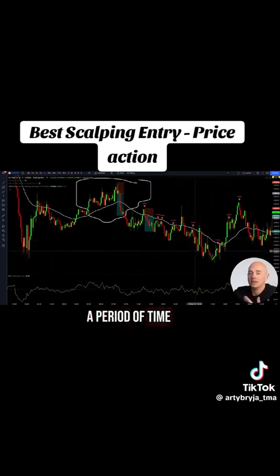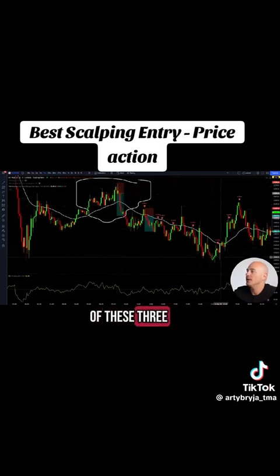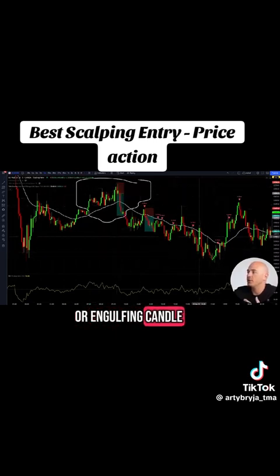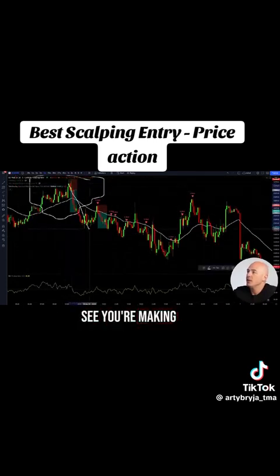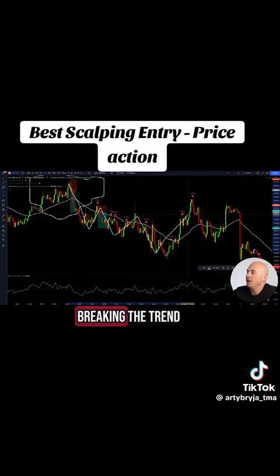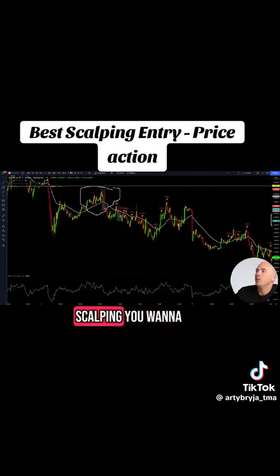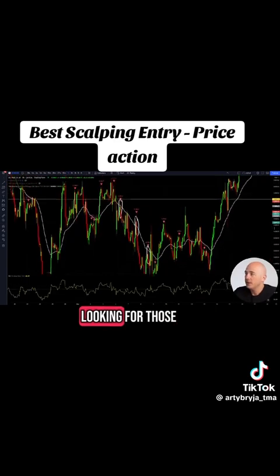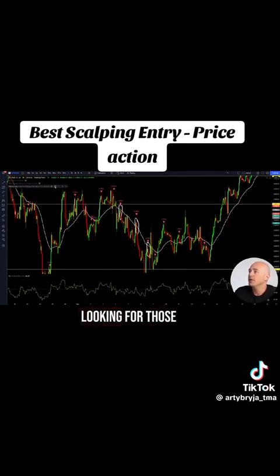Also, what you want to keep in mind is that as this trend's going on for a period of time, it's eventually going to reject. So you can't just keep taking every single one of these 3-line strike trades or engulfing candle trades, because you can see you're making lower lows and lower highs. Then it makes a higher high, breaking the trend. So when you're scalping, you want to be looking at a higher time frame and the lower time frame that you're trading. Looking for those 3-line strikes, looking for those good entries, and looking for those tight stop losses.